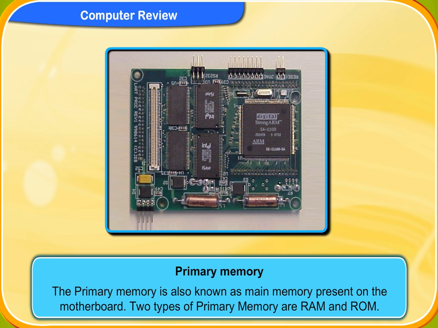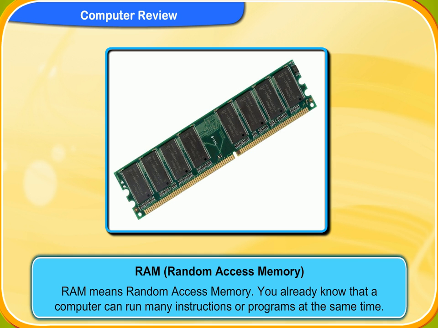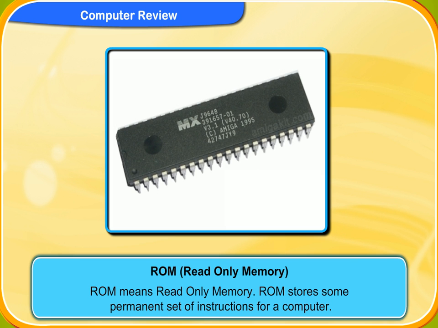2 types of primary memory are RAM and ROM. RAM means random access memory. You already know that a computer can run many instructions or programs at the same time. To enable the computer to access the instructions randomly and to make it run fast, the instructions are loaded in a memory place called RAM.